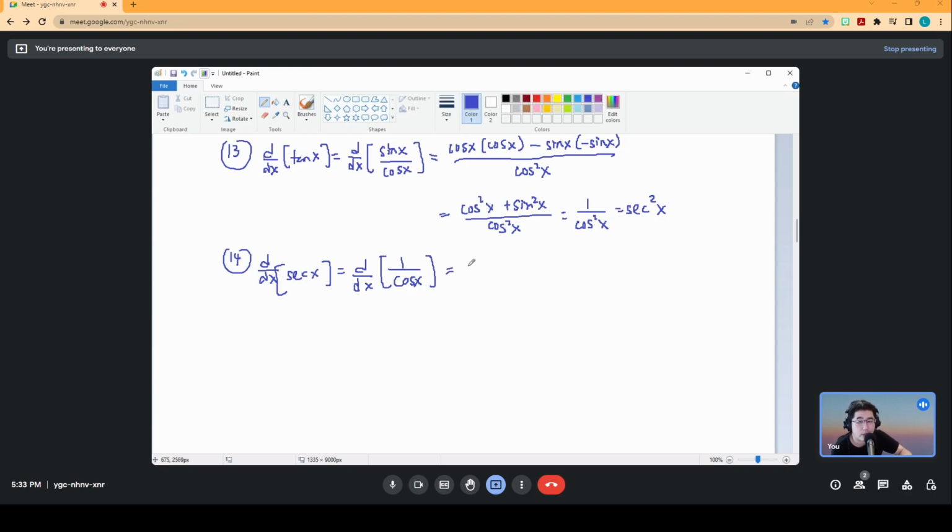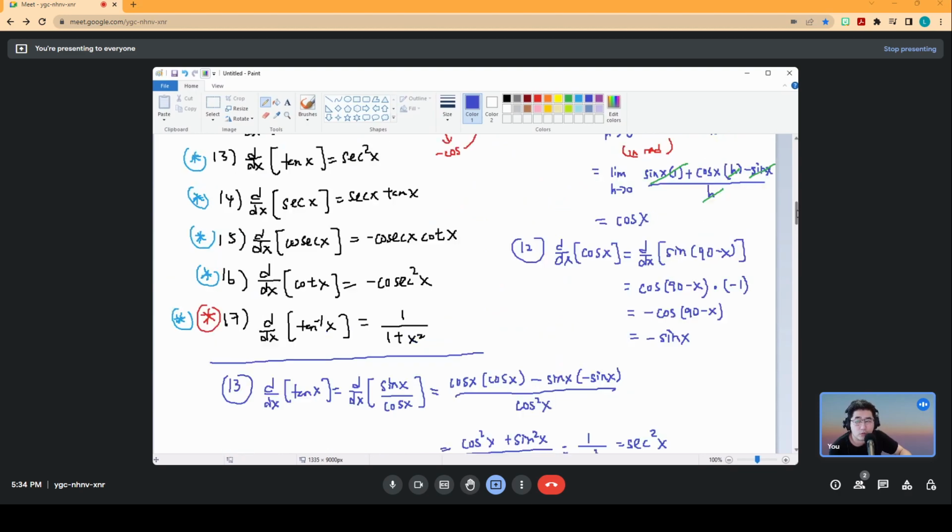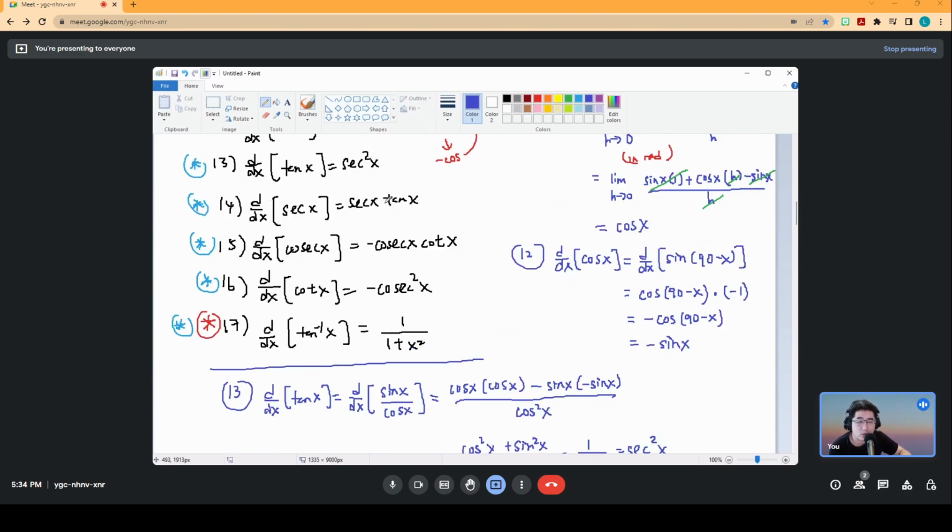If I don't want to, I can write it as outside and inside. This is cos x to the power of -1. Then I differentiate the outside, bring down the power -1, multiply by the derivative of the inside. After simplifying, I have sine x over cos squared. By rearranging, you have secant x tangent x. This will be 14. So you can see that the derivative of secant x is secant x tangent x.